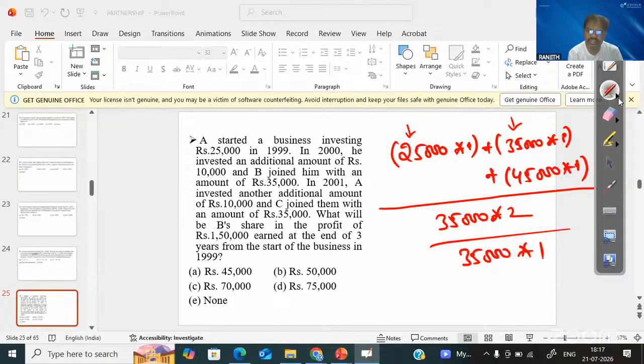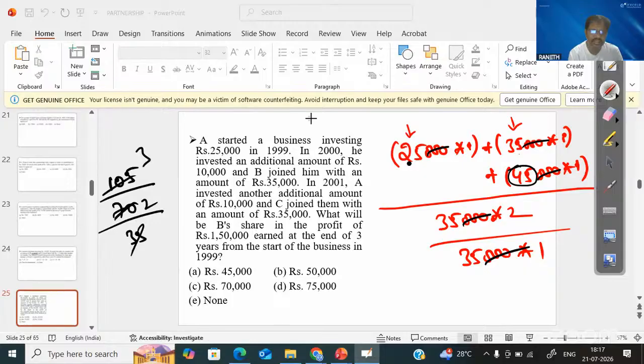So in all the cases, we can cancel three zeros, three zeros, three zeros. Here also three zeros will be cancelled. If I add 25 plus 35 is 60, 60 plus 45 is 105. 105 is to 70 is to 35. 35 ones are 35, 35 twos are 70, 35 threes are 105. Will be equal to 3, 2, 1.